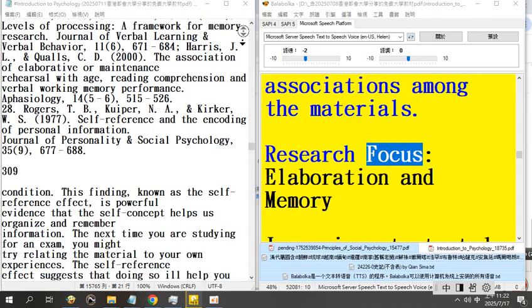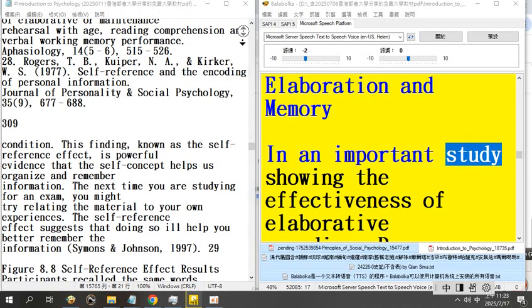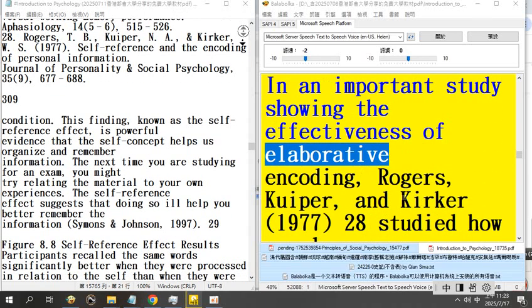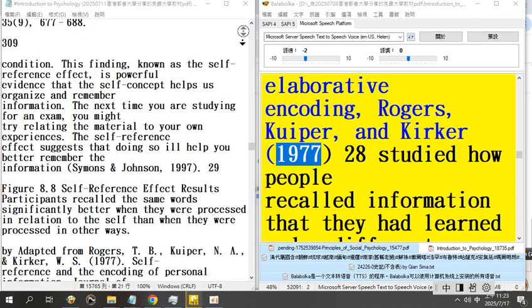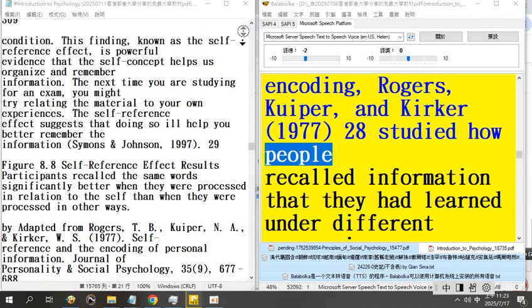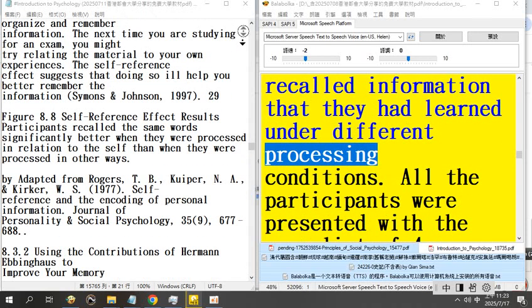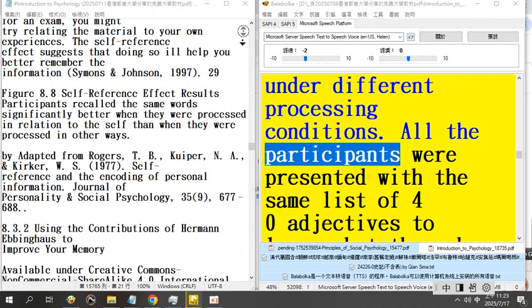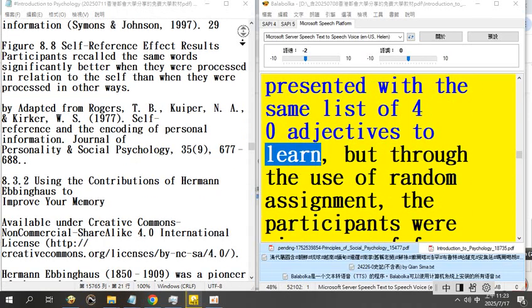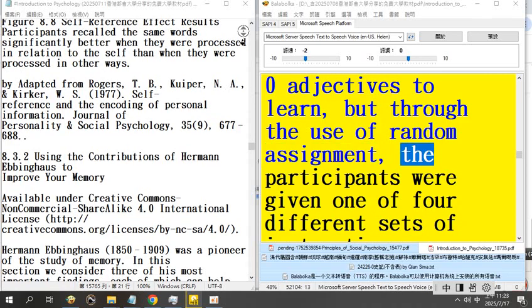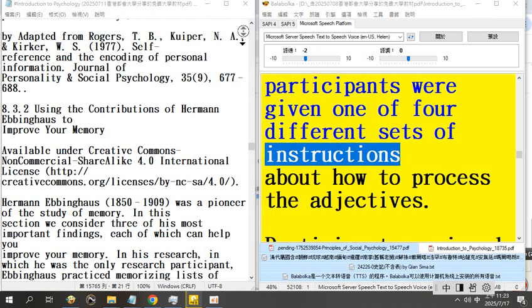Research focus, elaboration, and memory. In an important study showing the effectiveness of elaborative encoding, Rogers, Kuiper, and Kirker, 1977, 28 studied how people recalled information that they had learned under different processing conditions. All the participants were presented with the same list of 40 adjectives to learn, but through the use of random assignment, the participants were given one of 4 different sets of instructions about how to process the adjectives.